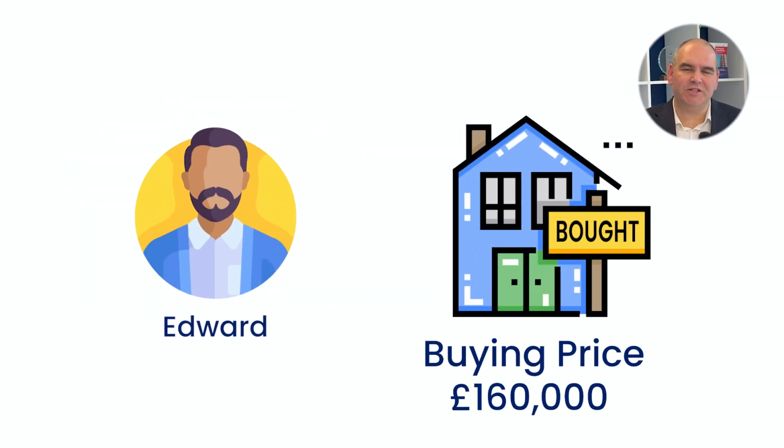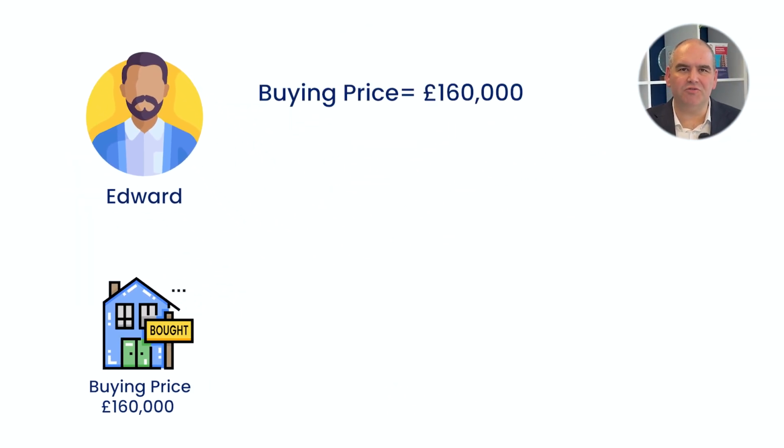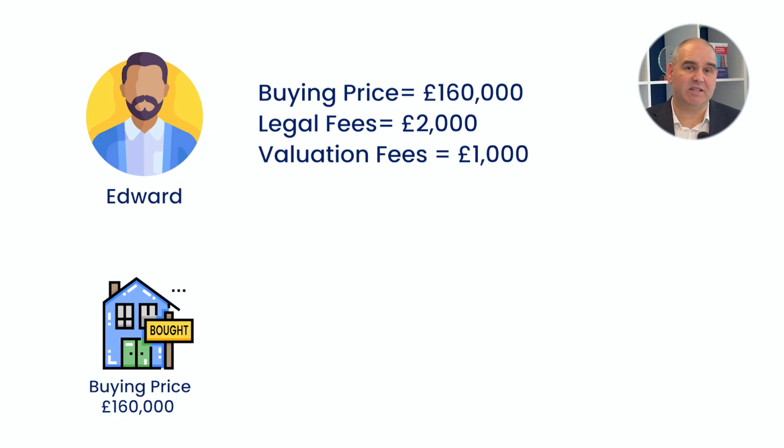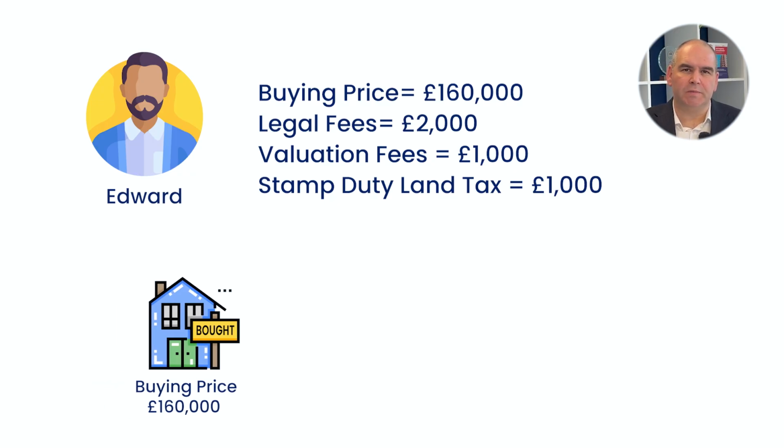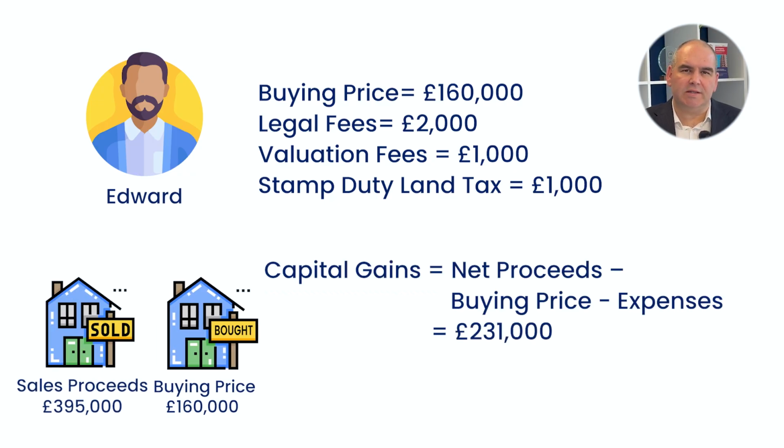If Edward purchased the property originally for £160,000 and in doing so incurred legal fees of £2,000 and valuation fees of £1,000, let's say he also had to pay £1,000 of stamp duty land tax. That's not what it really would be. It's just a rough figure just for this example. His capital gain would be £231,000.